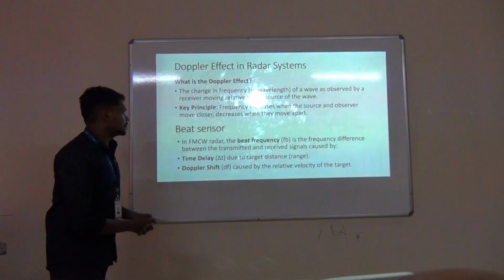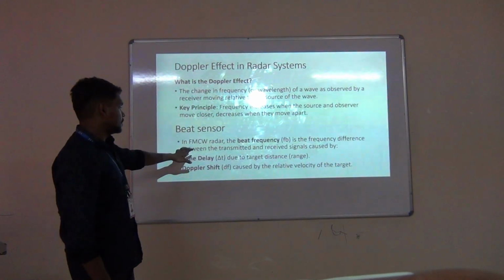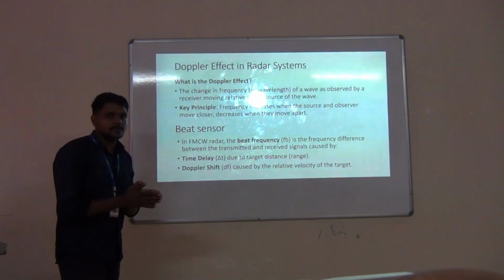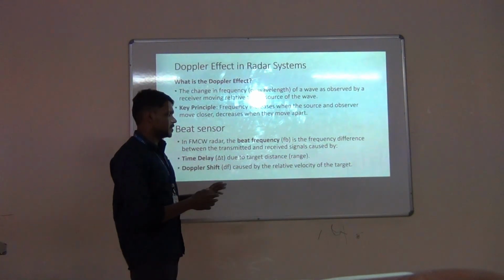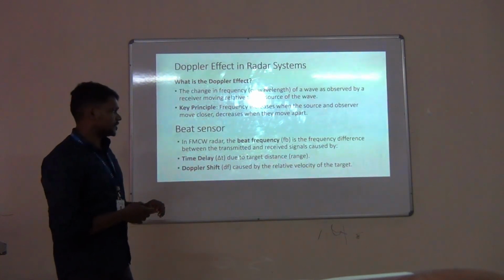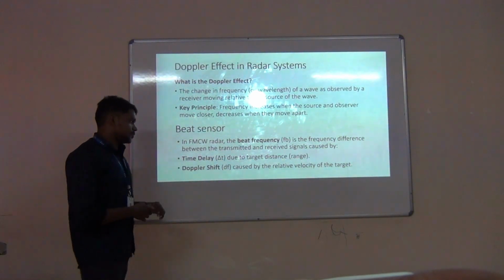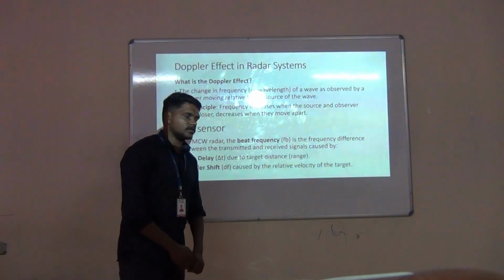Simple, right? The beat frequency can be calculated using the FMCW radar, the frequency modulated continuous waveform radar. The beat frequency is the difference between the transmitted and received signal caused by the time delay. And the Doppler shift, as I also told, is caused by the relative velocity of the target.